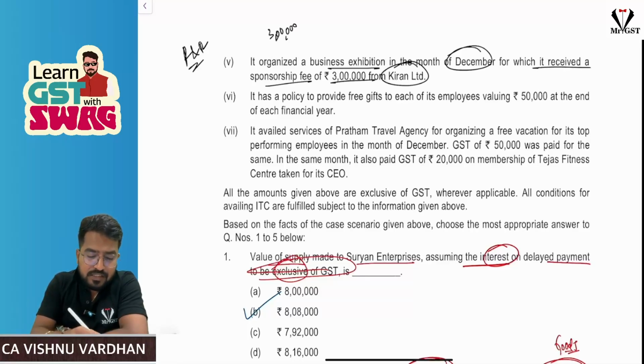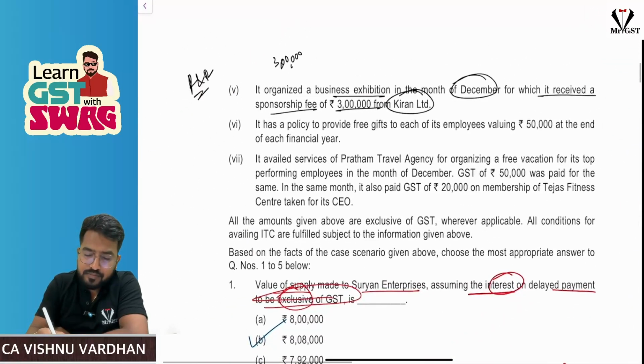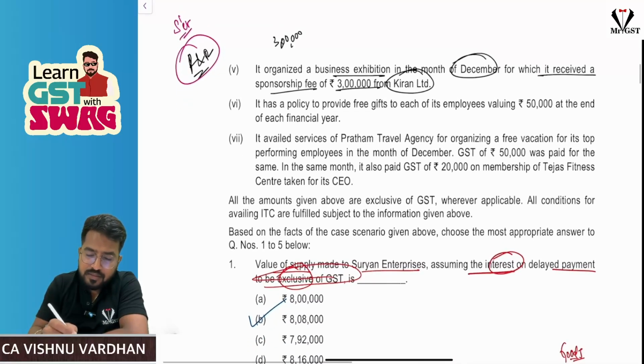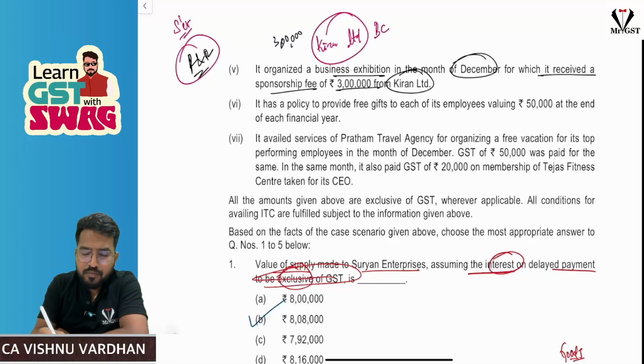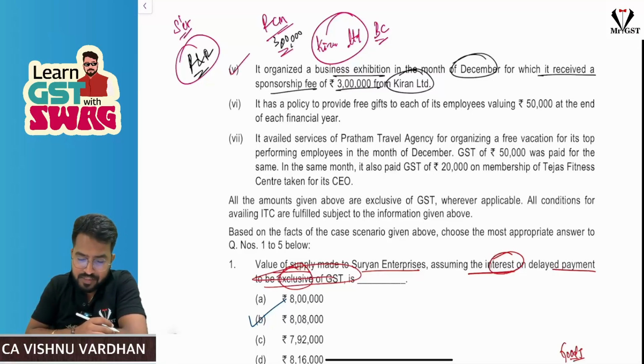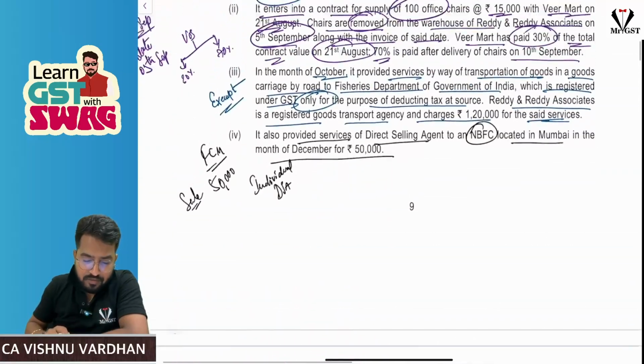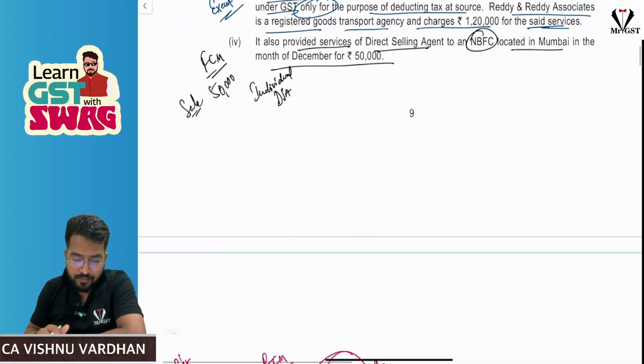Sir, if you see, supplier is Reddy and Reddy, who is a person other than a body corporate. Recipient is Kiran Limited, who is a body corporate. So automatically RCM will come into picture for 3 lakhs. Okay, fine. This is the one. This is an RCM sale, 3 lakhs. Till now we got only one supply which is RCM outward supply.